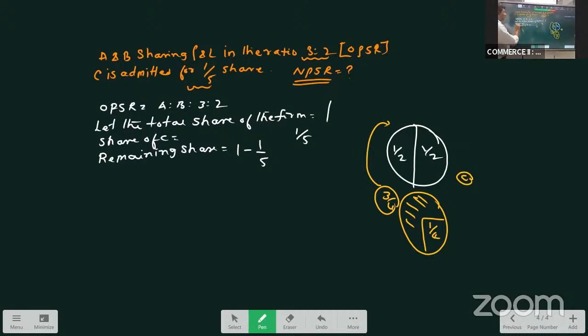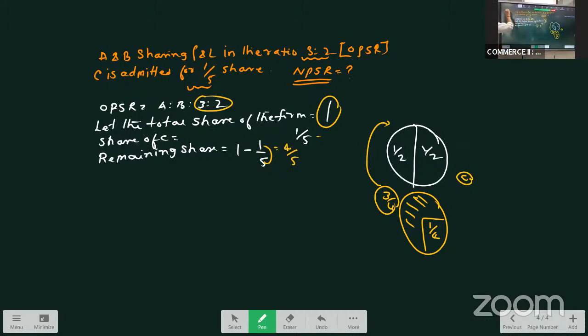Okay, so here also, old profit sharing ratio between A and B is 3:2. So how do we do the solution? We assume that the total profit of the firm is 1. Share of C is 1/5. Remaining share is 1 minus 1 by 5. Simply do a trick: 5 minus 1, it is 4 by 5. So what is the remaining share? It is 4 by 5.